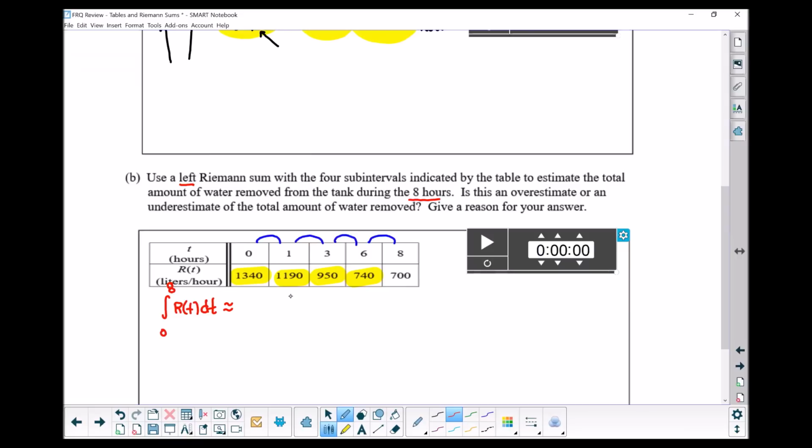So we're going to take the width of the first rectangle, which would certainly be 1, the gap between 0 and 1, and we're going to multiply that by 1340, and then we just keep the process going. The next width would be 2. How do I get that? As I go from 1 to 3, multiply by 1190. The next width from 3 to 6. Wow, these widths are not very consistent, are they? That's going to be very common. You're not going to be able to sort of factor out a common width. You're going to have to write it each time, unfortunately. And then we get to the last width, which is 8 minus 6, which is a 2, and that'll get multiplied by 740.